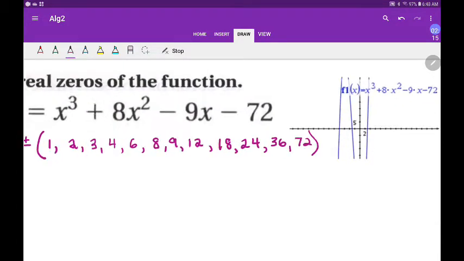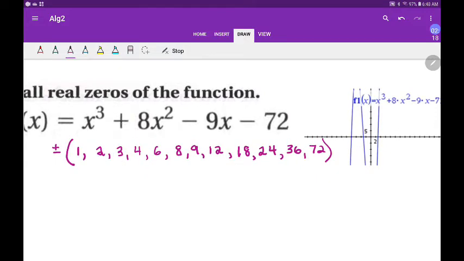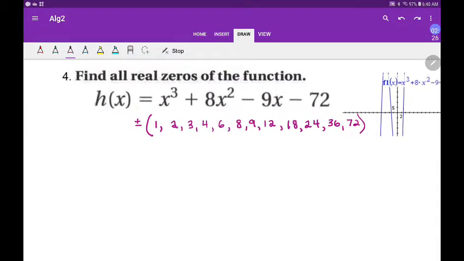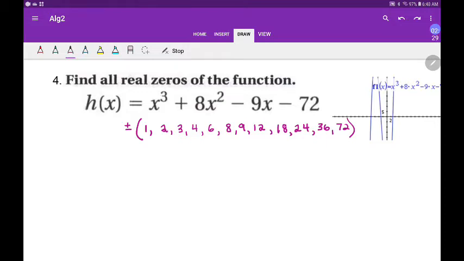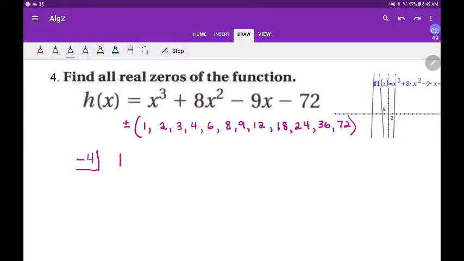So I look at my little sketch here and I think, well, I guess I should try -4 because that looks like it's hitting at -4. So I'm going to try -4. That should do it for me, right? So I'm going to say -4 is where I hit. And let's try. We have 1, 8, -9, -72. Okay? And they're already in the nice order, and they're not skipping anything. They didn't skip x squared or anything, so I don't have to put any zeros.